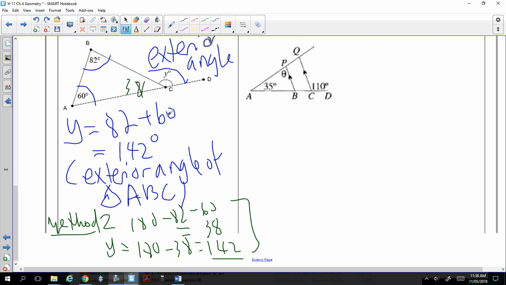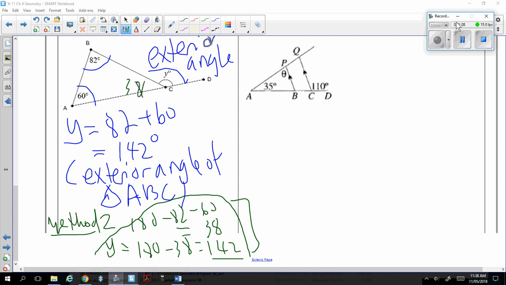All right, okay, how about trying the next one? Try the next one. Yeah, the next one you have to find a missing angle first before you find theta. Right, which angle should we find first? PBC. Okay, let's find angle PBC.